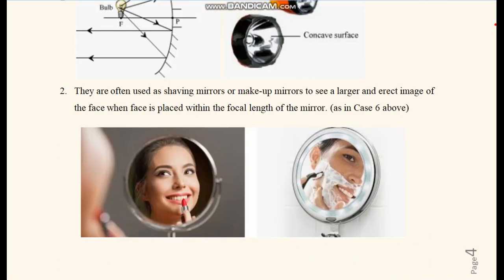The second use is that concave mirrors are used as shaving mirrors or makeup mirrors. The only condition is that the face should be placed within the focal length of the mirror. This is the case 6 we have discussed above. We have learned that whenever an object is placed within the focal length of a concave mirror, the image formed is larger and erect also. So we use a concave mirror to see larger and erect image of our face.